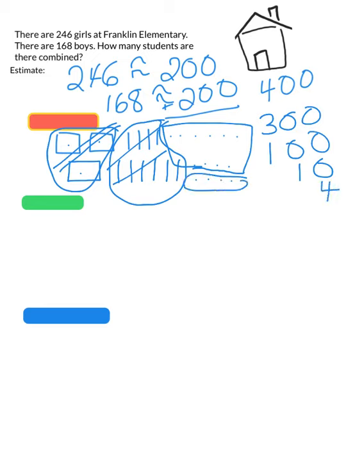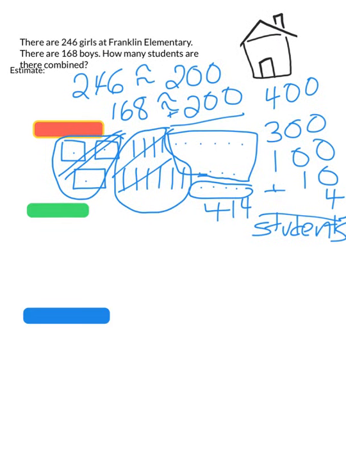And when I put them all together, I have 300 plus 100 plus 10 plus 4 equals 414 students. And that is just one strategy that I could use. The other strategy that I could use would be partial sums.